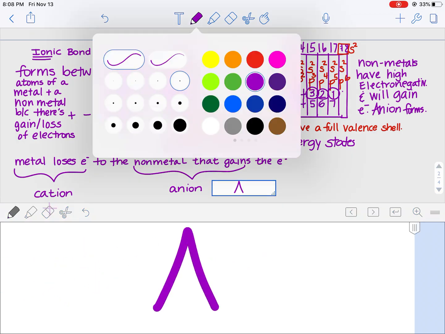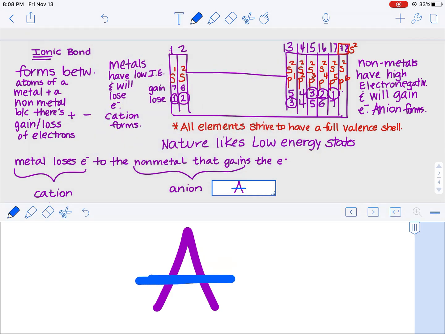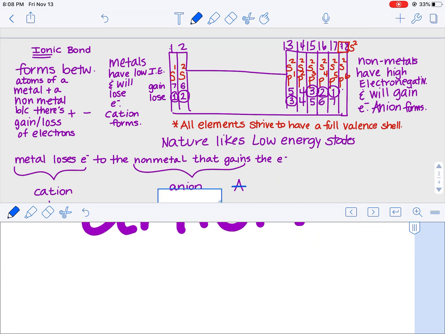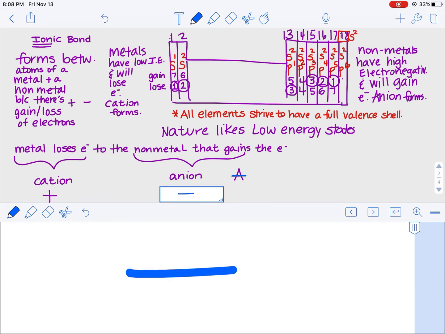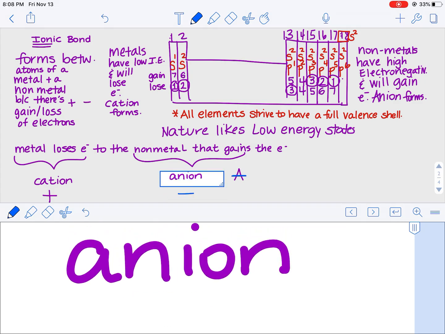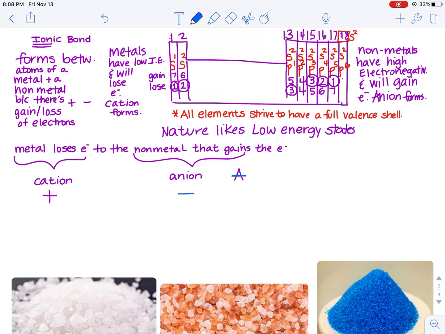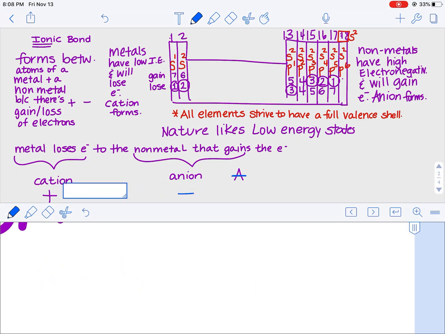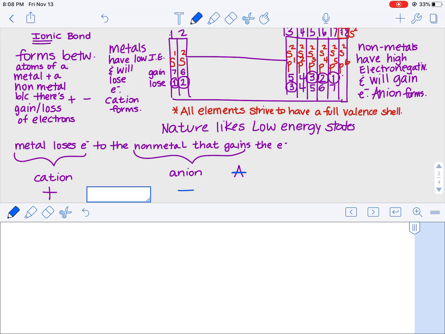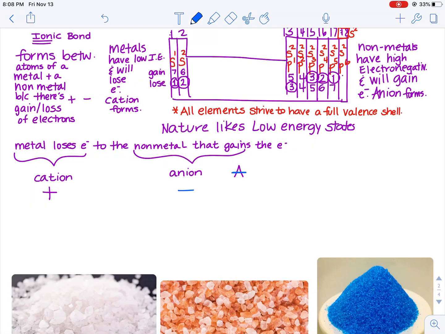Some people like to think when you write a capital A, that cross for the letter A is where you get the reminder that anions are negatively charged. I don't know, it works for some people. Other people like to think of it as a negative ion. Maybe it'll work for you, maybe it won't. But ultimately, that electrostatic attraction between the positive and the negative is what forms our ionic bond.